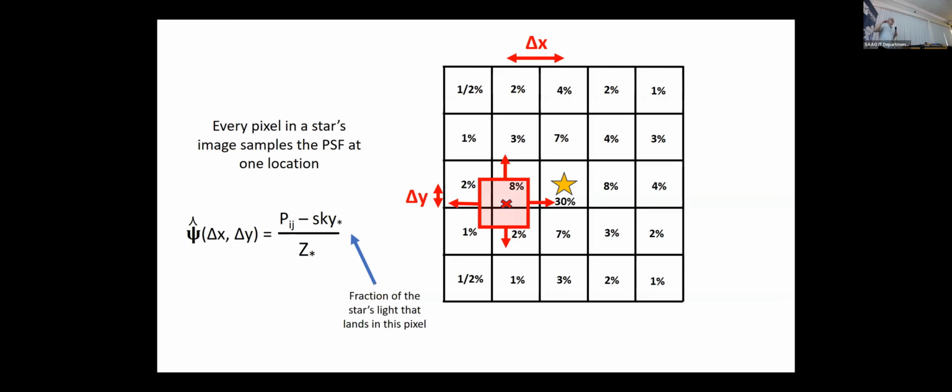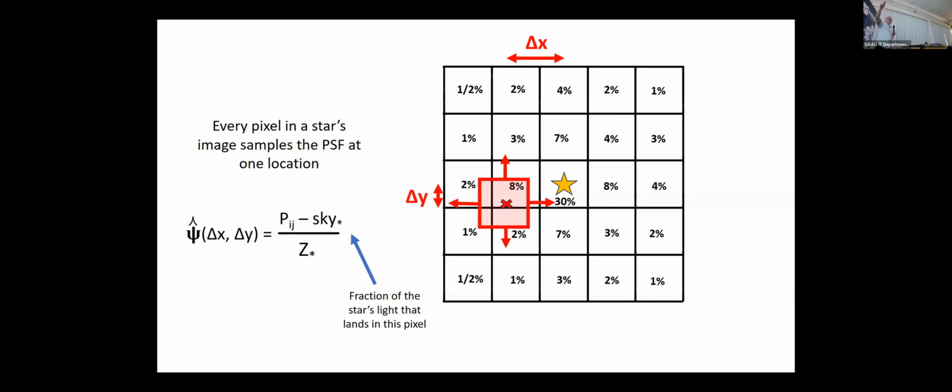And so in order to sense that, the PSF, I like to call it psi because it's kind of like a wave function. It tells you what fraction of things land in each pixel. Basically, to figure out what fraction of light lands in the pixel, you just take the pixel value, subtract sky, and then divide by the flux of the star. And that gives you the fraction of light that lands in a pixel that's at a certain offset.